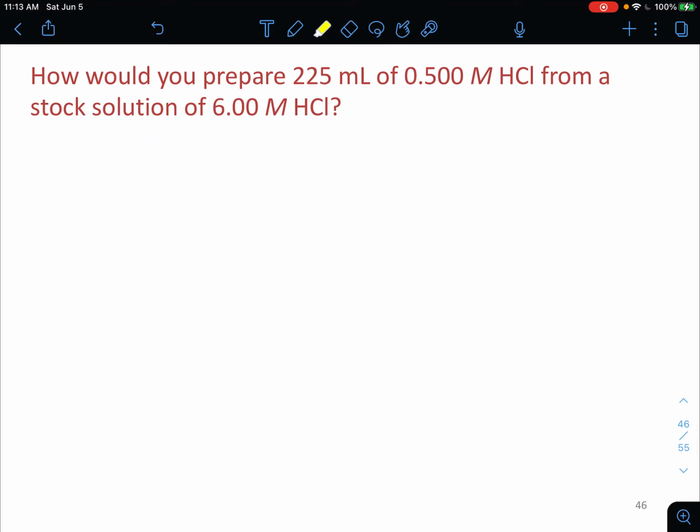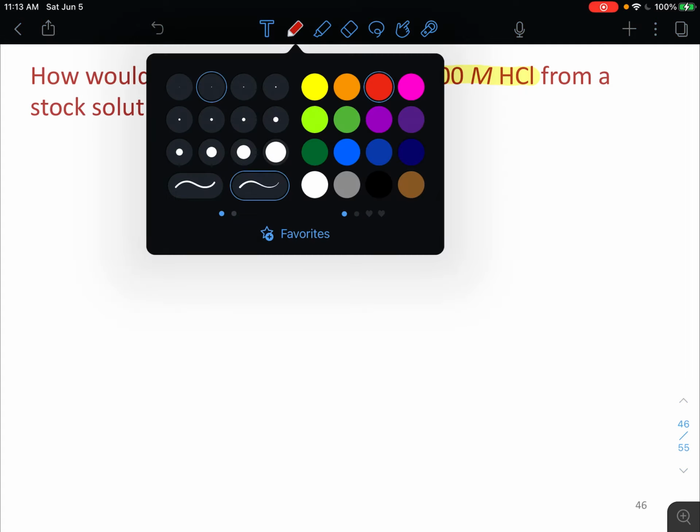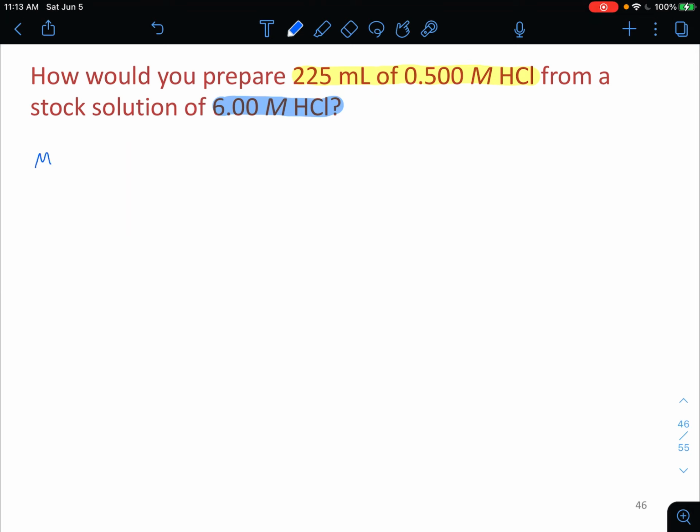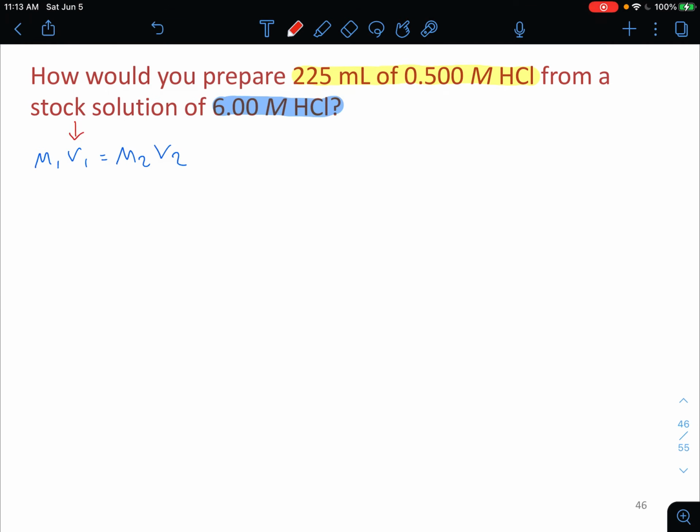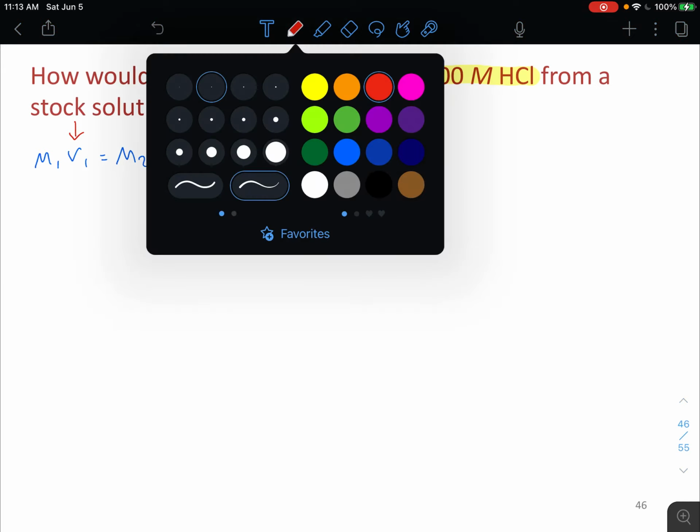All right, so this next one, pretty similar to what we just did. How would you prepare 225 milliliters of 0.5 molar HCl from a stock solution of 6 molar HCl? So same idea here, right? We're going to use M1V1 equals M2V2. And again, the question is how much do I need to get out of the stock bottle? So I'm solving for V1. So it'll be the same equation as before, isolating for V1.